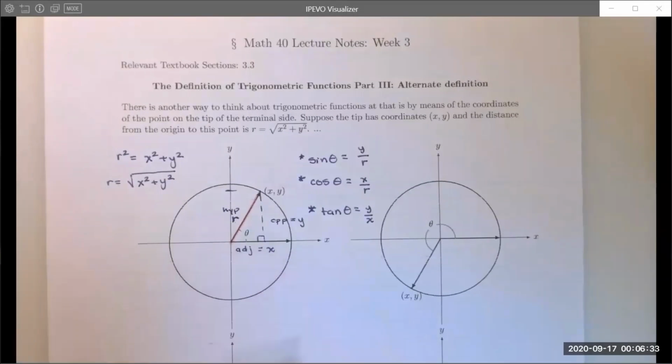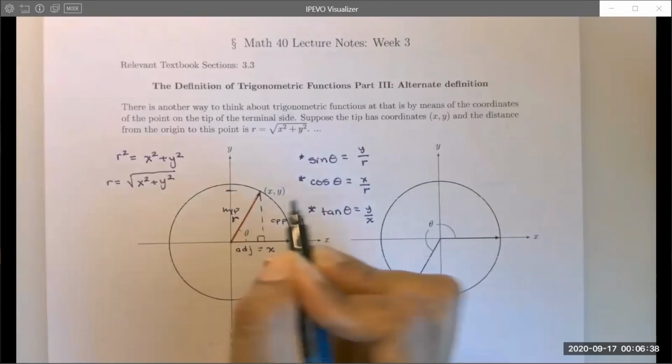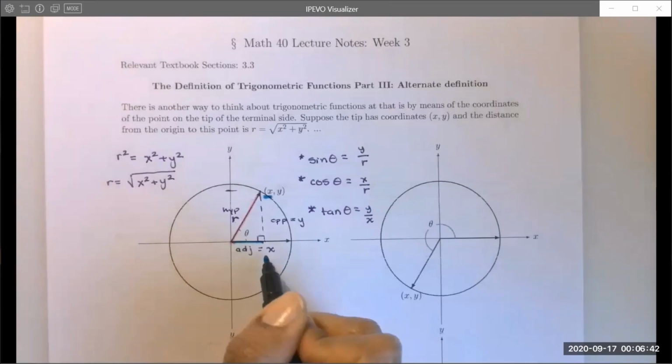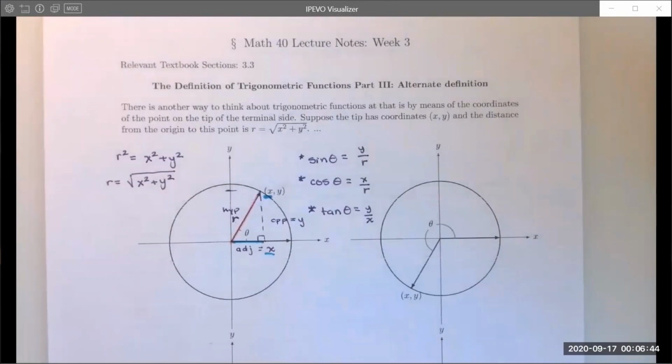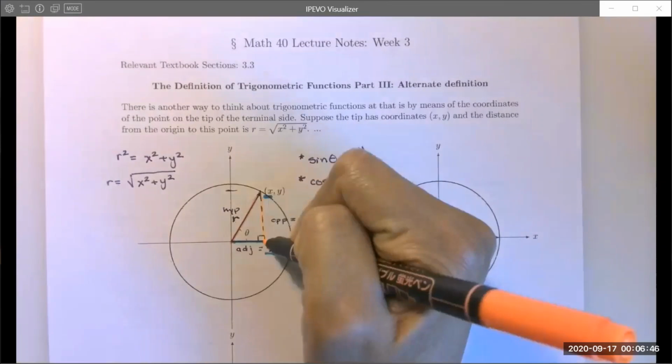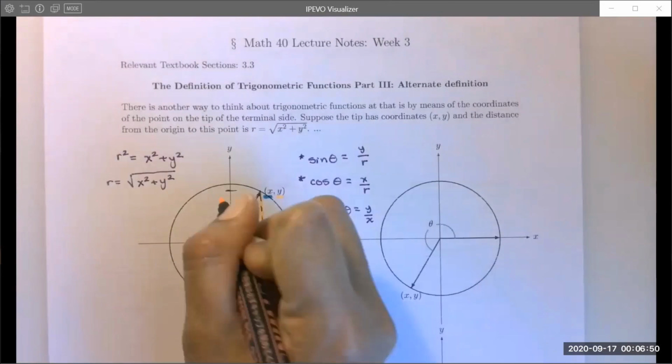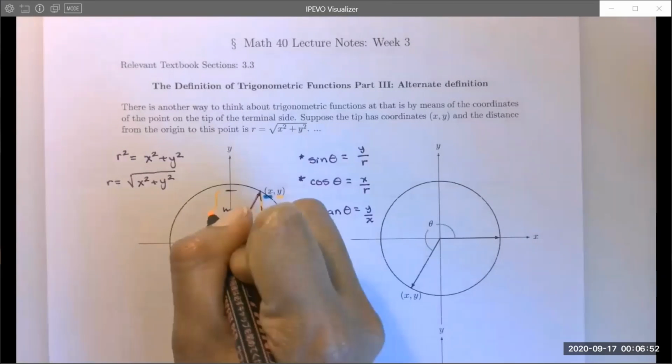I'll go ahead and color code these x and y's. So x is this adjacent side, and I'll have orange for the opposite side, which is y. Basically this distance here is y.